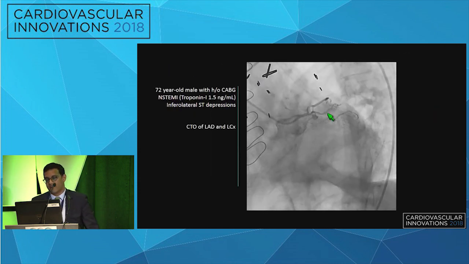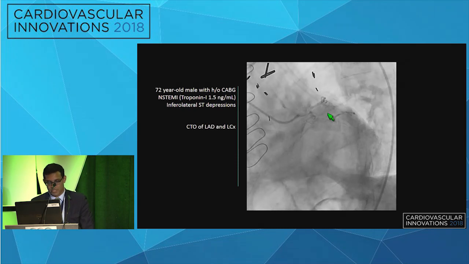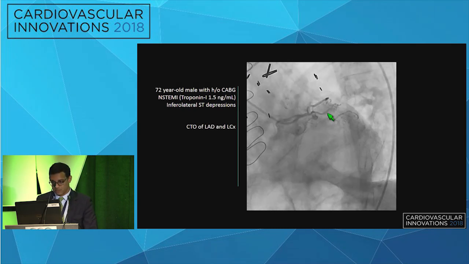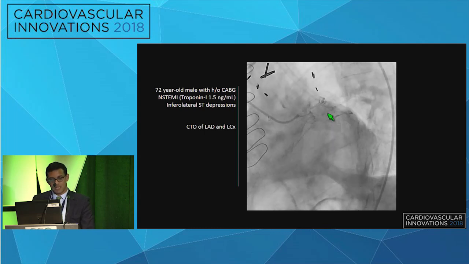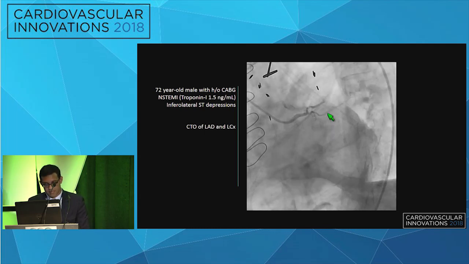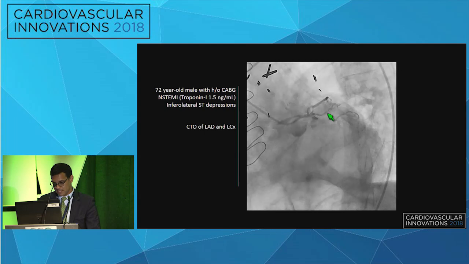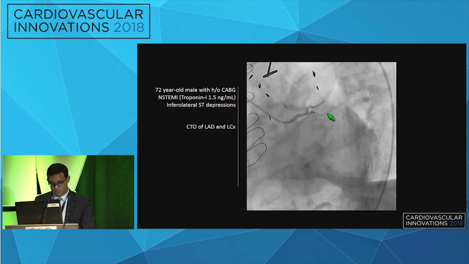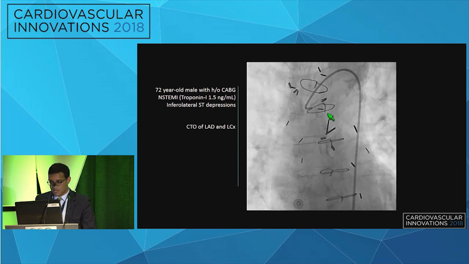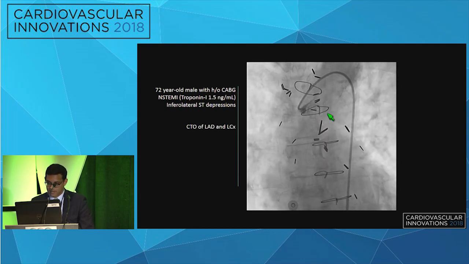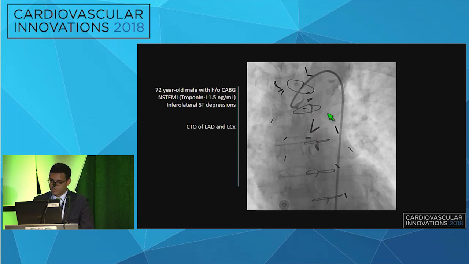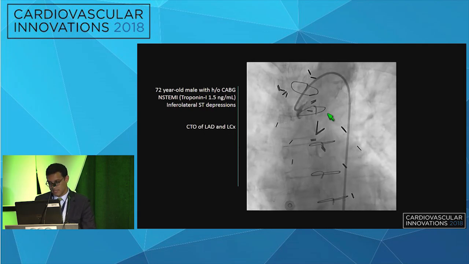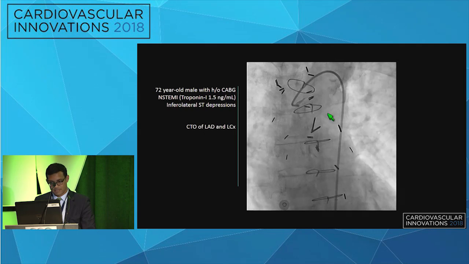We've got a 72-year-old veteran with a history of a remote CABG that presents with an NSTEMI. His EKG on admission had some inferolateral ST depressions. Angiography of the left side showed a CTO of the LAD and a CTO of the circumflex, and a ramus and diag with some moderate disease. He had a known atretic LIMA, and previous angiography had a vein graft to the OM2 that had occluded in the interim and was felt to be the IRA.